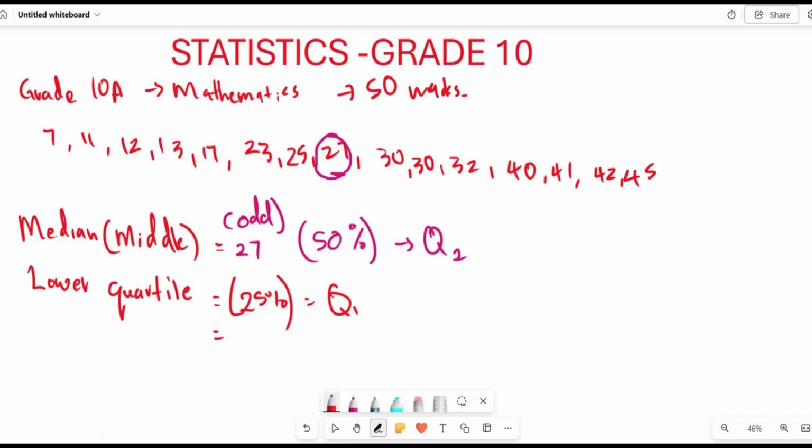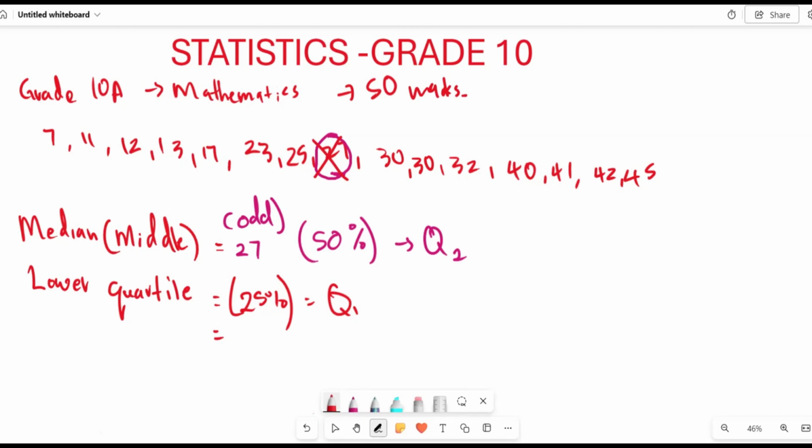Now that we have found the median term, or the middle term, we can come back to the data and ask what values are left. It is important to take note that since we've already regarded our 27 as our middle term, we are no longer going to consider it in the data on the left or on the right, whenever we are looking for the lower quartile or the upper quartile. So our counting starts from 7, 11, 12, 13, 17, 23, and 25 only.